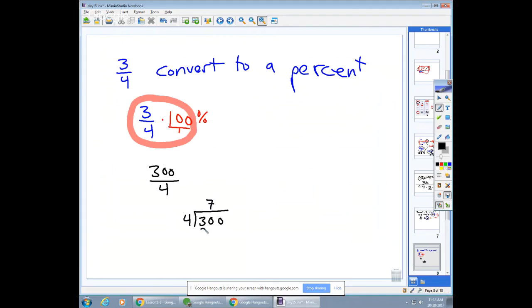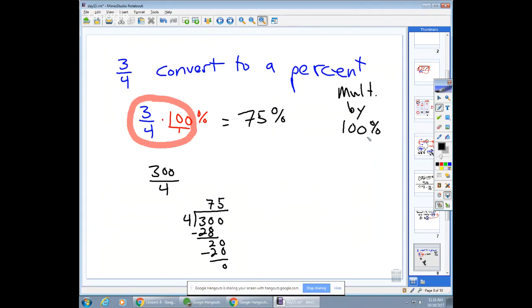7 times 4 is 28. Subtracting, I get a 2, bring down the 0. 4 goes into 20 five times. 5 times 4 is 20, giving us a 0 remainder. Now, we're not always going to get a 0 remainder, but we do here. And so what I found is that 3/4 of 100 is 75. The percent symbol is hanging on, so it's 75%. So to convert a regular number to a percent, the trick is multiply by 100% and then clean it up, the multiply by 100, leaving the percent symbol hanging on.